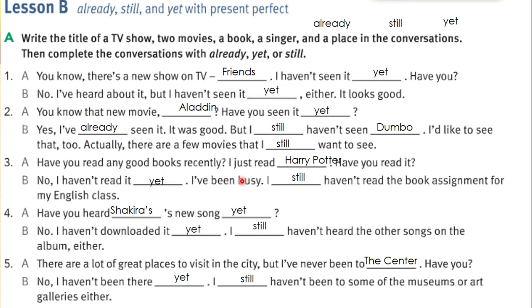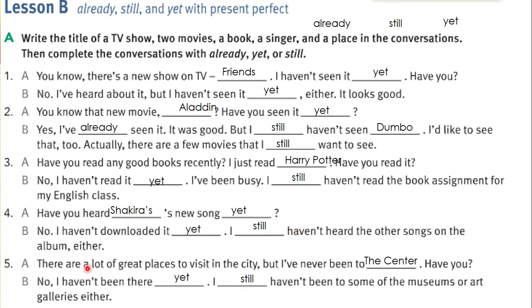I have been busy. I still haven't read the book assignment for my English class. Still is always used before the auxiliary haven't or hasn't with negative sentences in the present perfect. Have you heard Shakira's new song yet? We always use yet with questions with the present perfect. No, I haven't downloaded it yet. Negative sentence in the present perfect at the end. I still haven't heard the other songs on the album either. Still is always used before the auxiliaries haven't or hasn't in the present perfect.